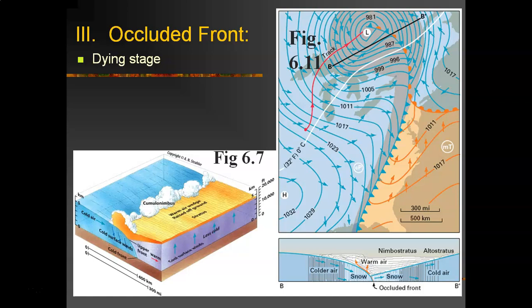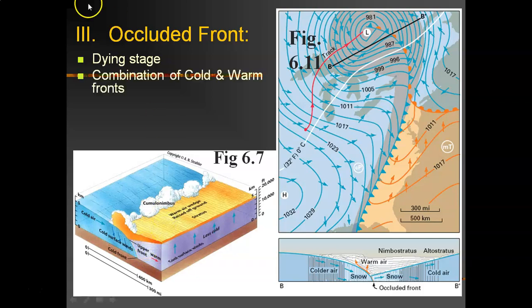Now remember, what got this thing going in the first place was the meeting of unlike air masses. That's what got the circulation going in the development of the wave. Now, after several days of moving in the westerly winds, we've eliminated those surface temperature differences, and the whole thing is just going to die out. So the occluded front represents the dying stage.